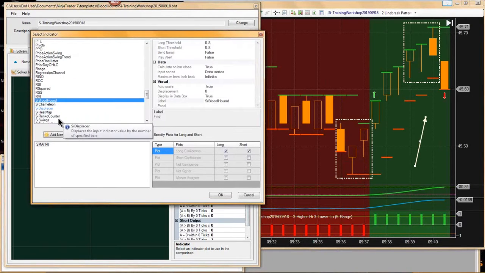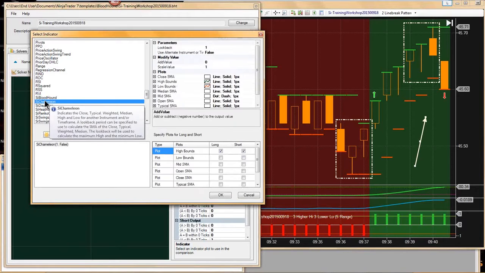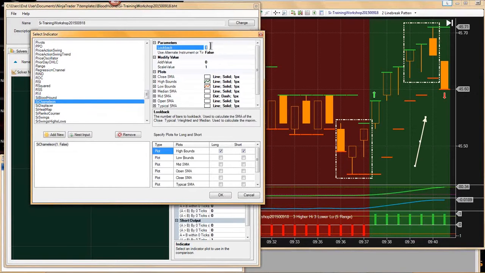So, all right, let's put in chameleon in here. We have chameleon set to a look back of 3. And so we're using the high plot to generate a long signal here. When the price bar breaks above the high plot, we want a long signal. And if the closing price of the bar breaks the low price, we want to generate a short signal, like so.